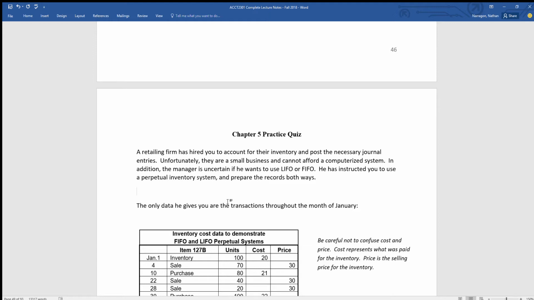Unfortunately, this one cannot afford that computerized system that was nice and fancy, that makes everything work so much easier. Instead, the manager says, I'm uncertain whether to use LIFO or FIFO, and instructed you to use both ways. He gives us the data for January.